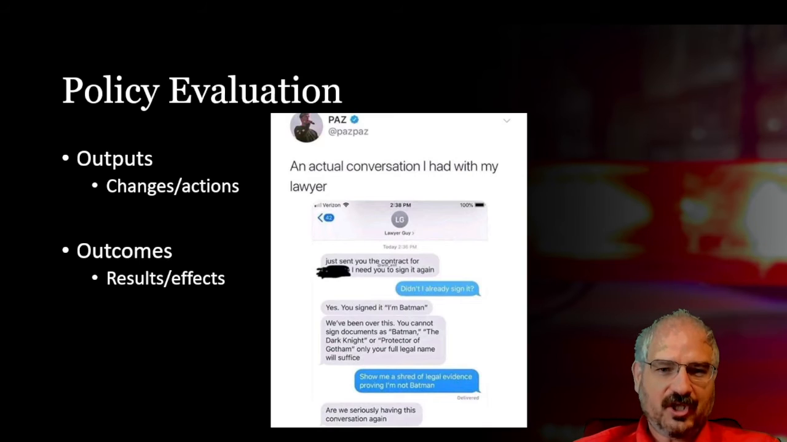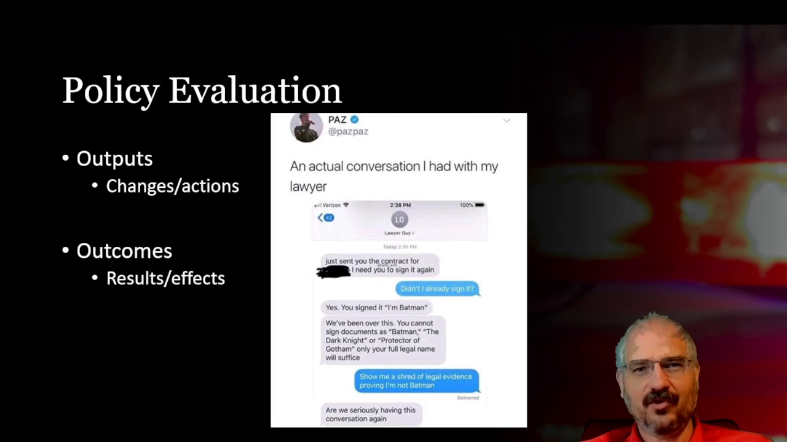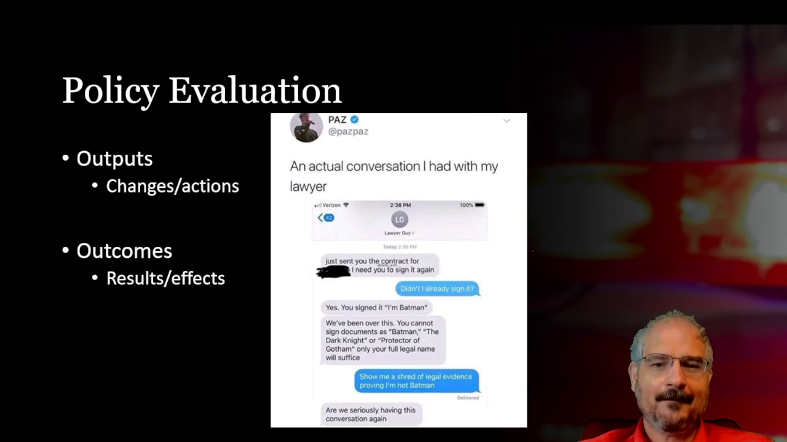Now, when we're talking about policy evaluation, we need to distinguish between outputs and outcomes. These are often confused because they both begin with "out," right? But they are distinctly different. Outputs are the changes that have been made, right? These are the things that we have at the end of the policy implementation process.